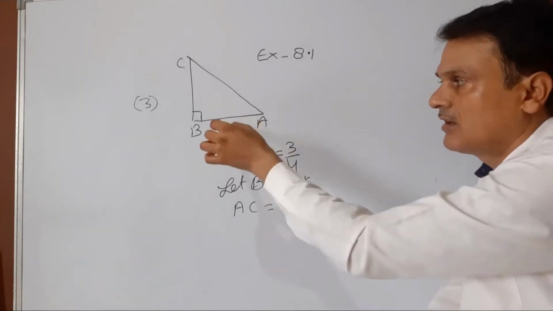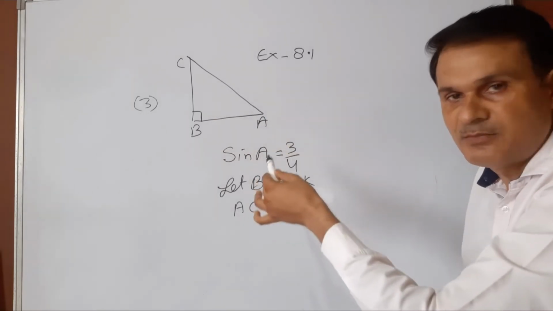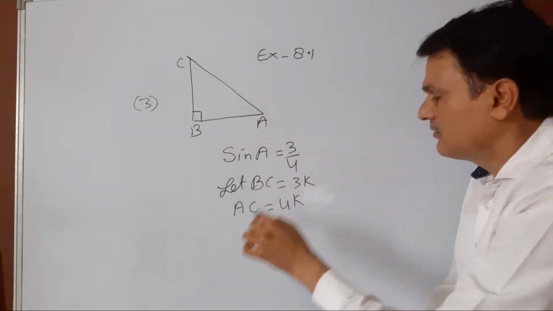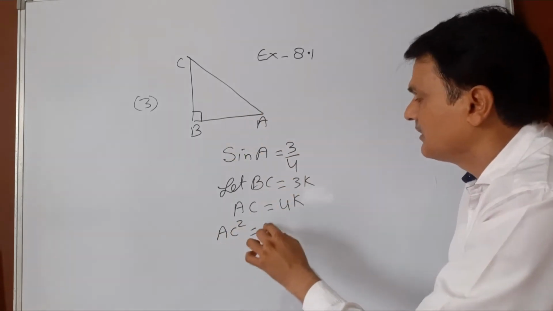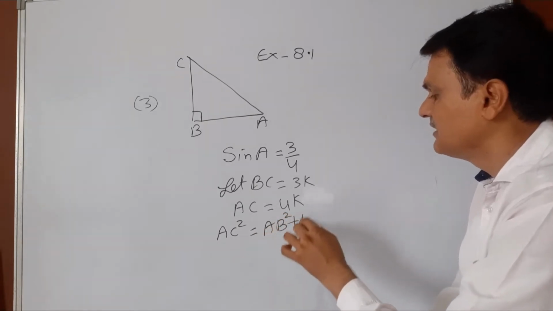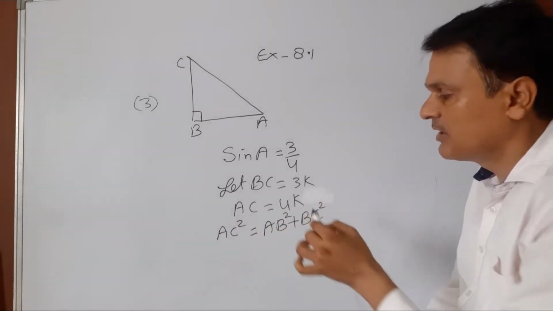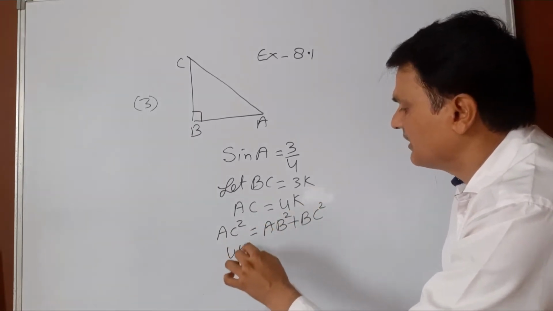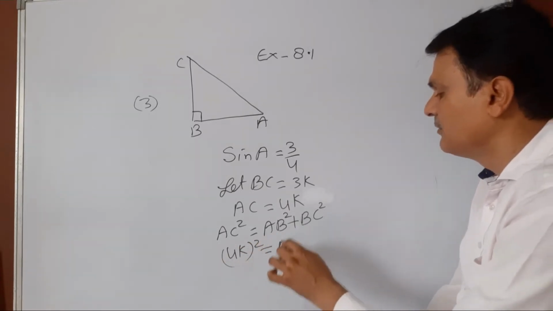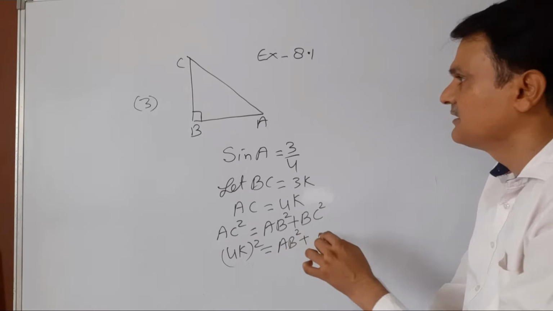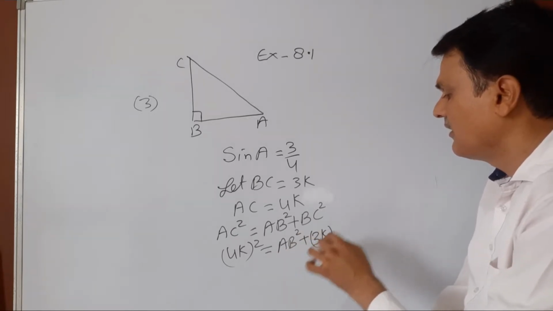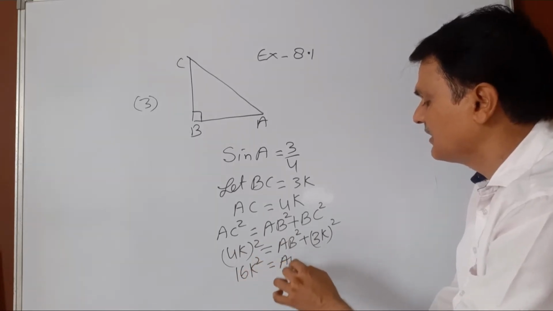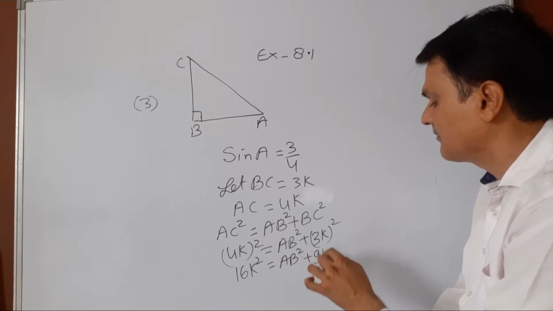And now to find the side AB, we apply the Pythagoras theorem in triangle ABC. AC square equals AB square plus BC square, and we put the values of AC and BC. This is 4K whole square equals AB square plus 3K whole square. Now this is 16K square equals AB square plus 9K square.